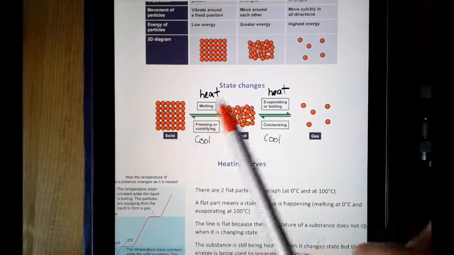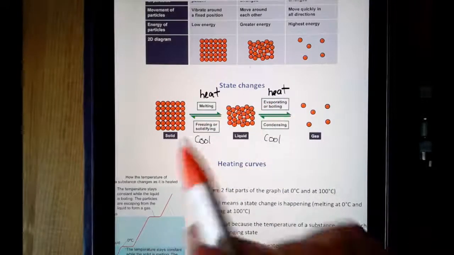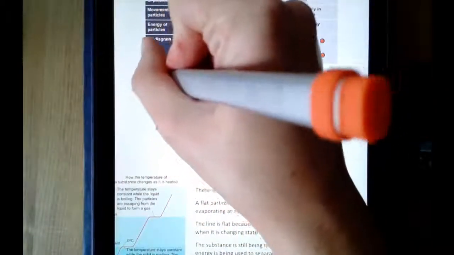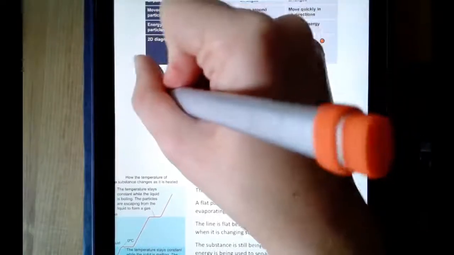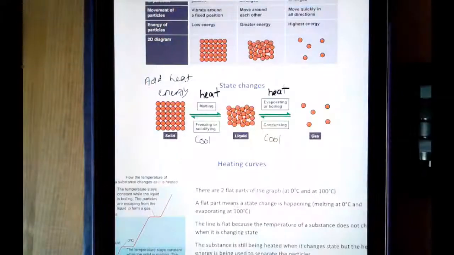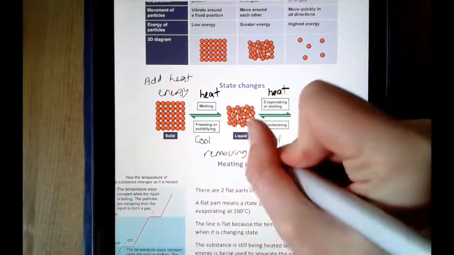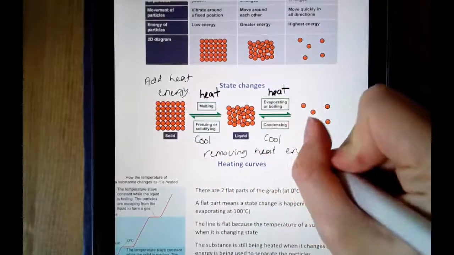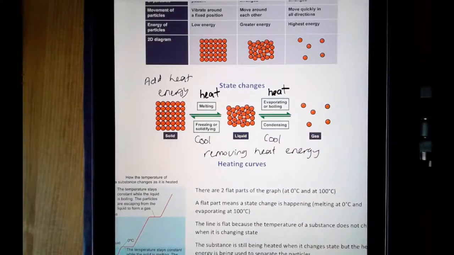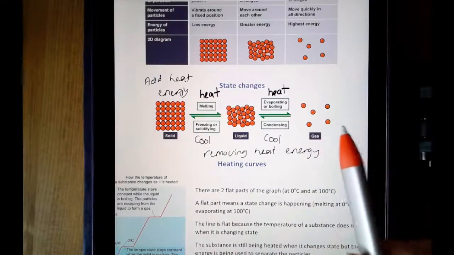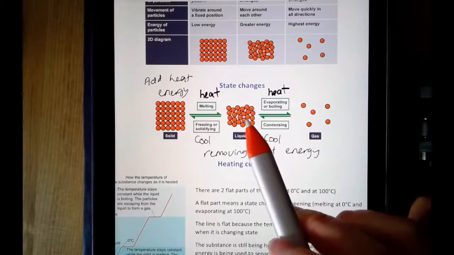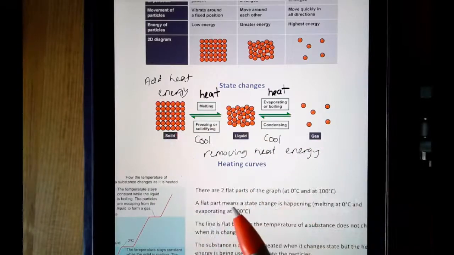So to go this way, you're heating, so you're adding heat energy. And then to go the other way, you're cooling, you are removing heat energy. So you're adding energy. And then to go back the other way, you are removing that heat energy so that the particles slow down, move closer together, and then eventually form that fixed arrangement.